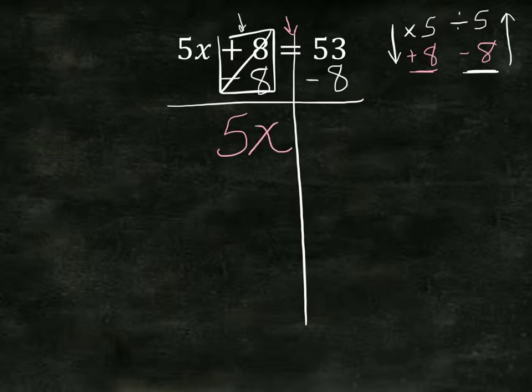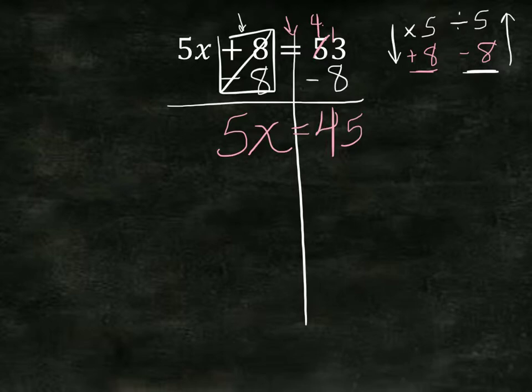Now on the right side, I've got to do 53 minus 8. So I'm going to regroup. 13 minus 8 is 5. 4 minus nothing is 4. So I get a result of 5x equals 45. So I'm just trucking right along on my little steps.